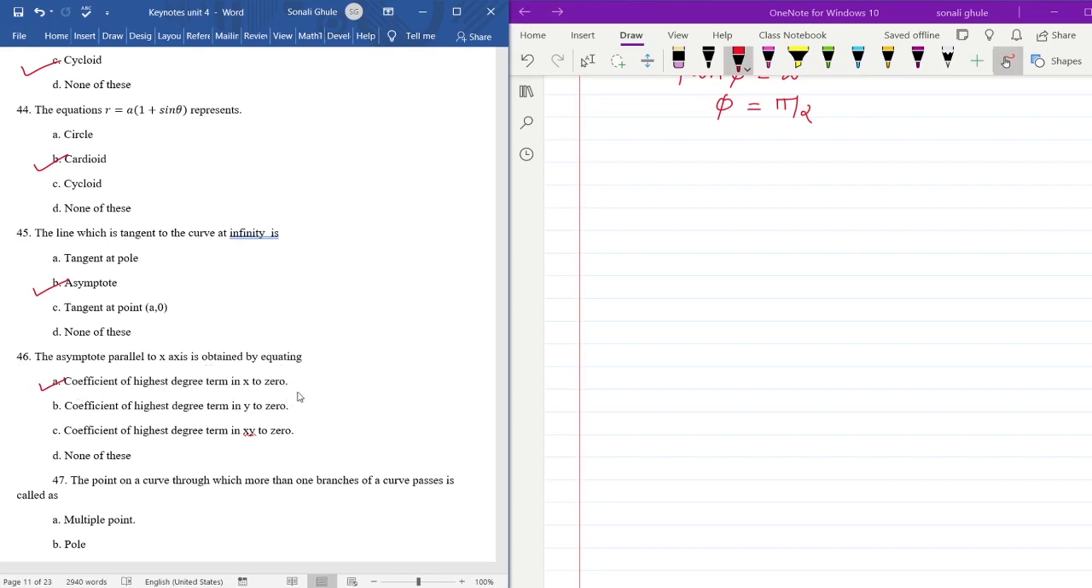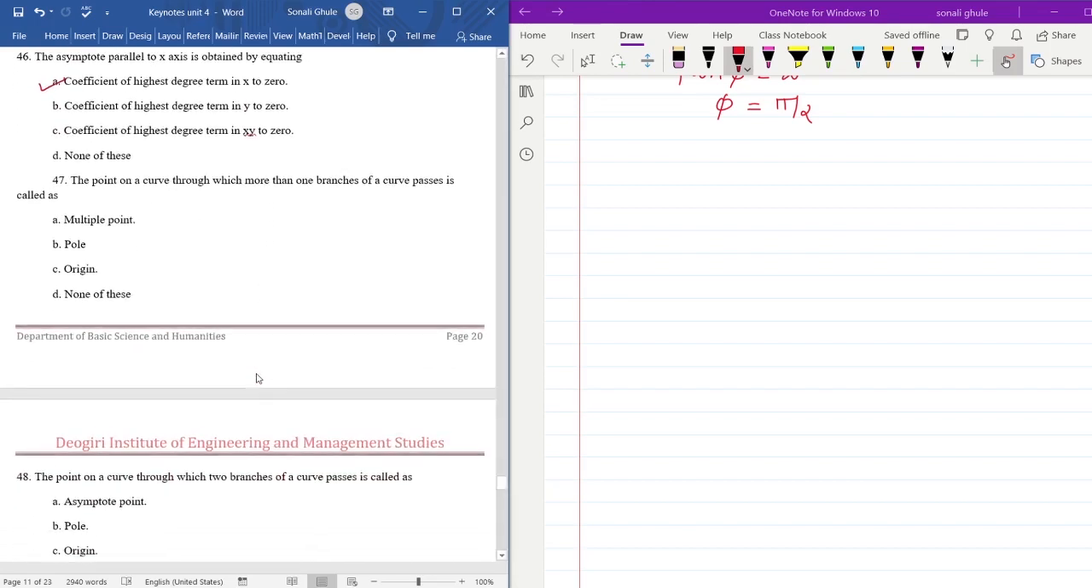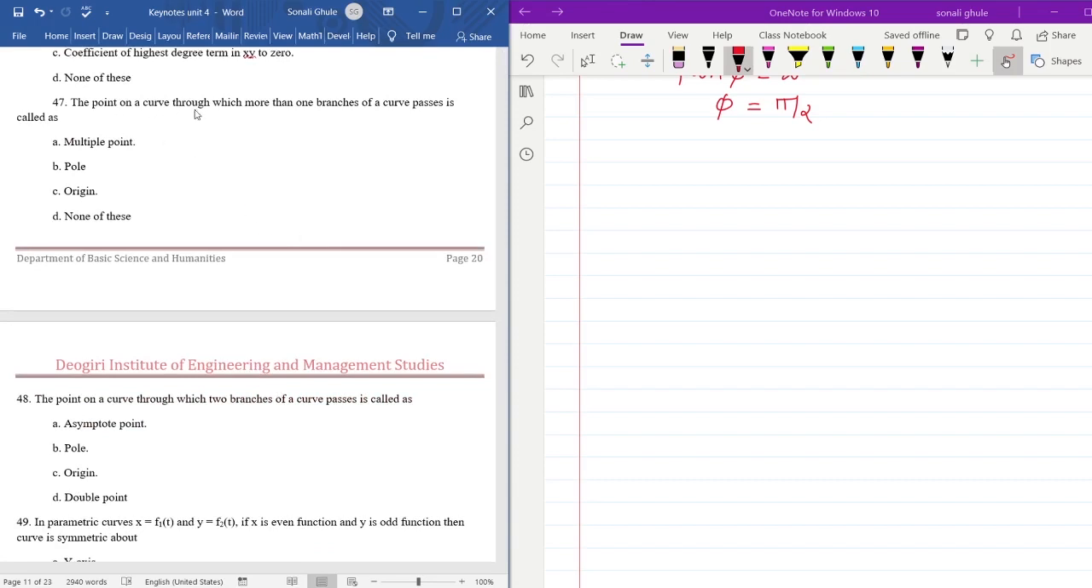There may be asymptotes parallel to the x-axis or parallel to the y-axis. So if I want to find one parallel to the x-axis, I need to check the highest degree term in x and equate the coefficient of that term to 0. Then next, the point on a curve through which more than one branch of the curve passes is called a multiple point, where a number of branches pass through one point. The point on a curve through which two branches of the curve pass is called a double point.